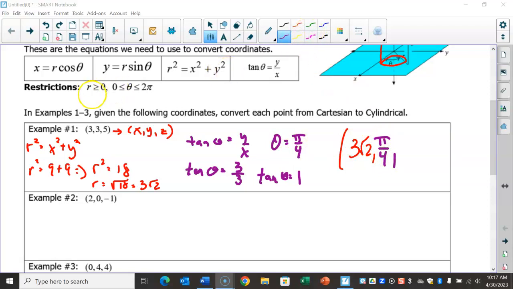And then, as I've mentioned before, the z coordinate is 5 for both cylindrical and Cartesian, so we have the same coordinate there. So here's our first problem, where (3, 3, 5) is converted to 3 square root of 2, pi over 4, and 5.